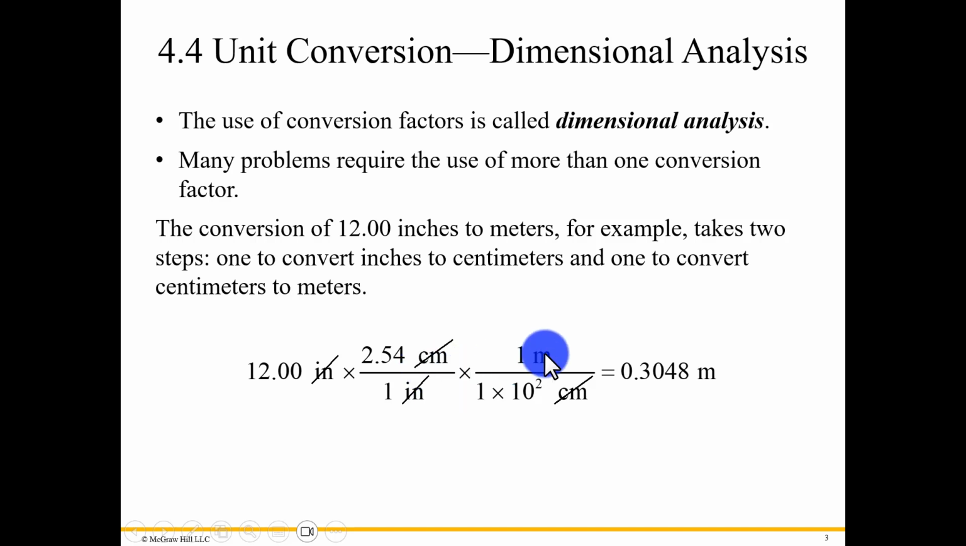So multiply again by 1 meter has 1 times 10 to the second centimeters. Centimeters at the bottom because I will have to cancel it again. Right, so centimeters cancels, leaving me with meters. So 12 times 2.54 divided by 1 times 10 to the second will give me 0.3048 meters. Note that these numbers here in the middle are considered exact numbers because they're conversion factors.